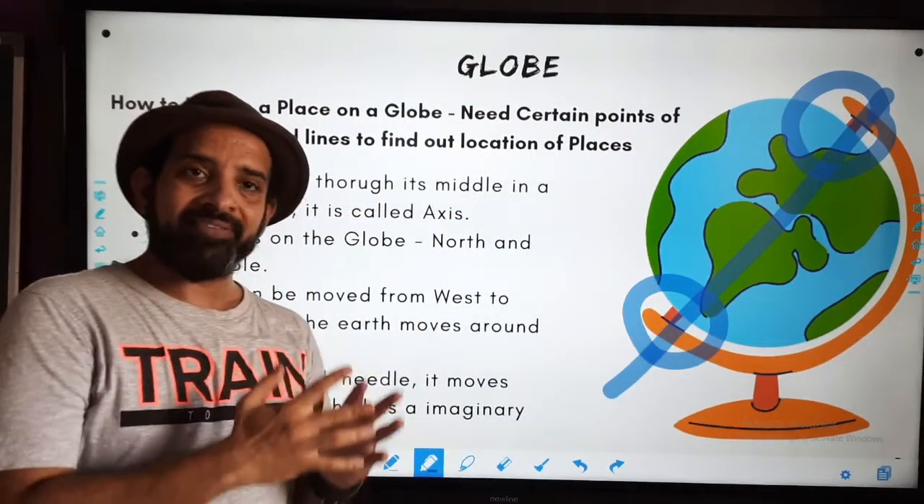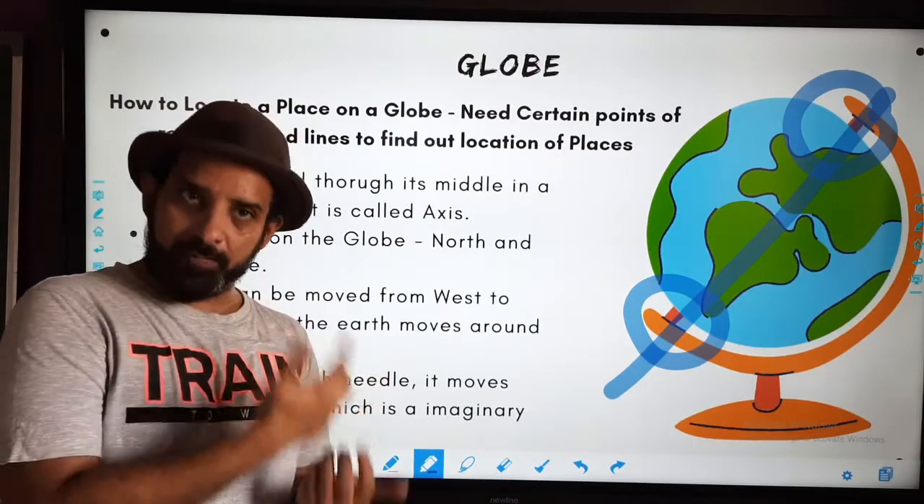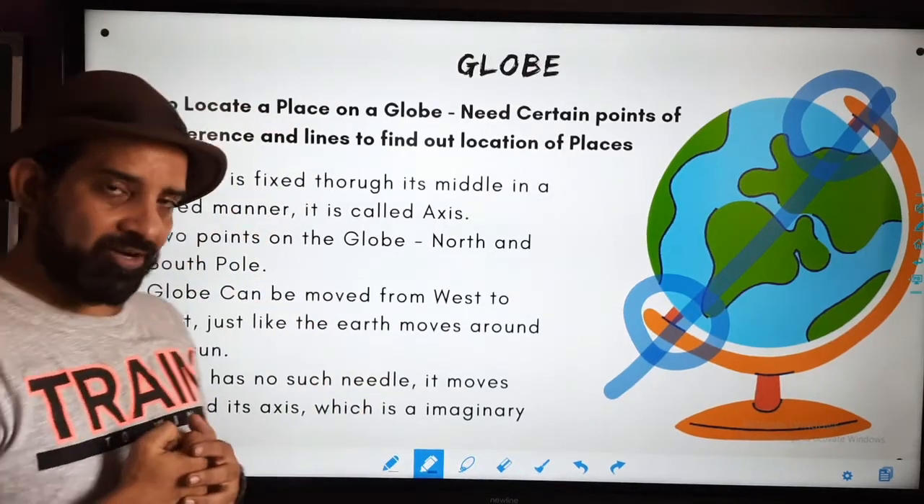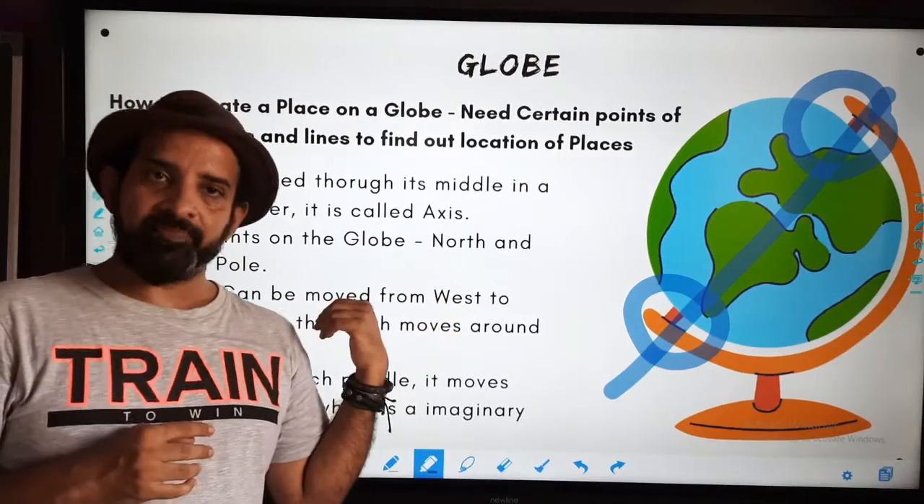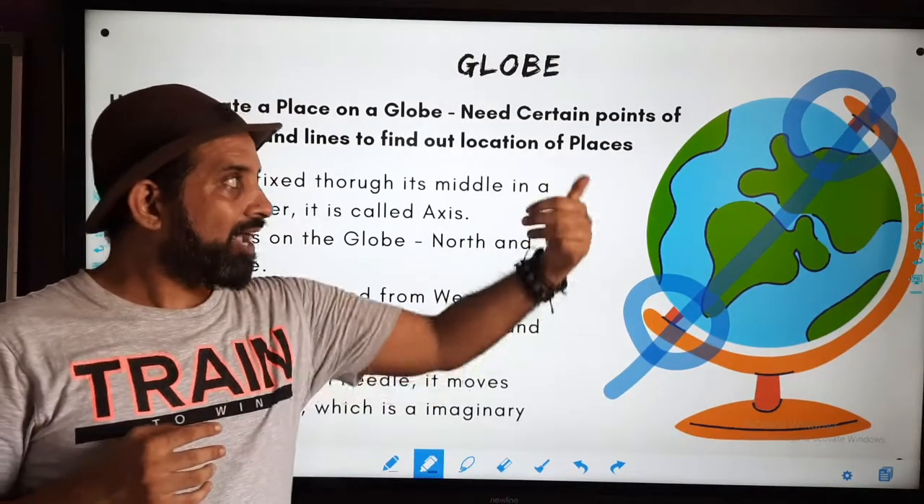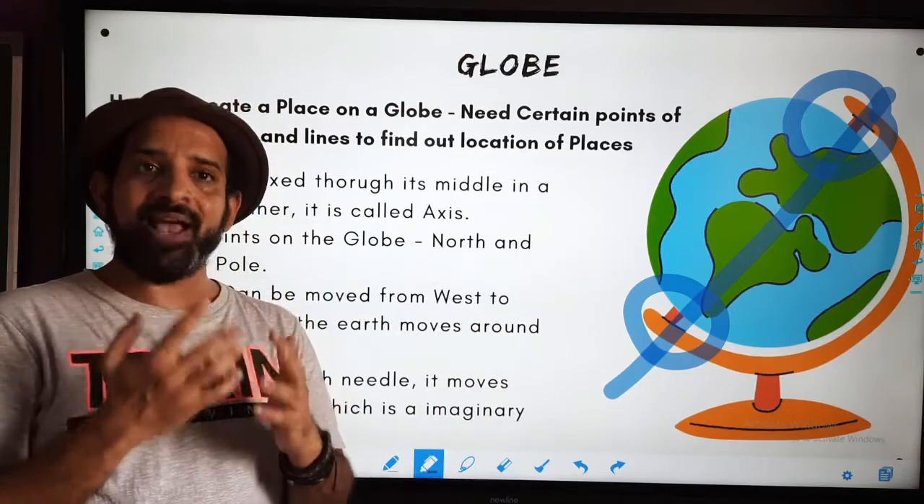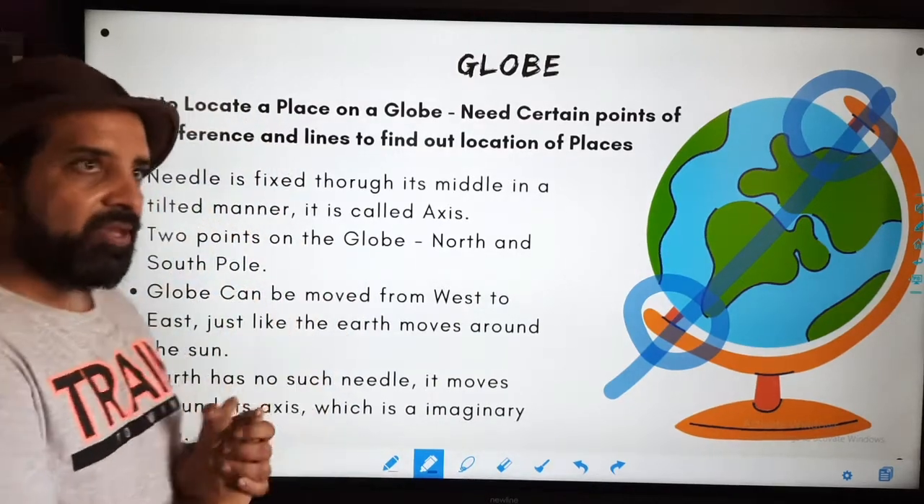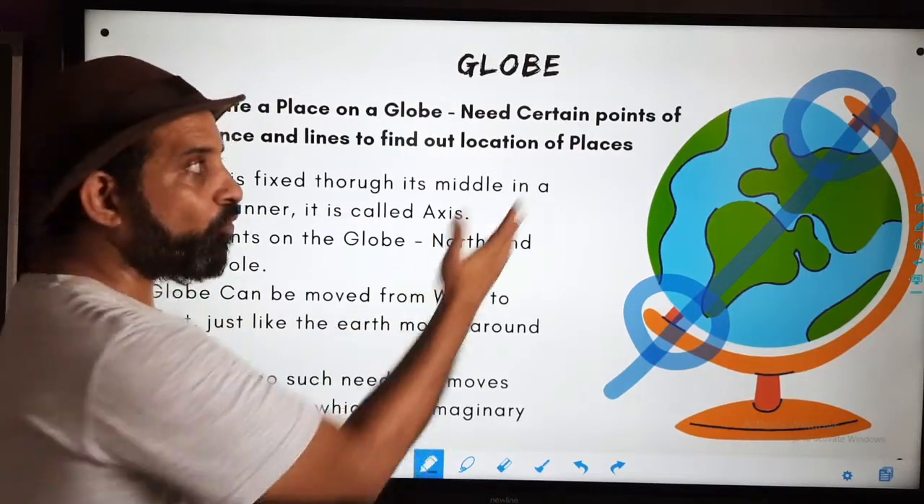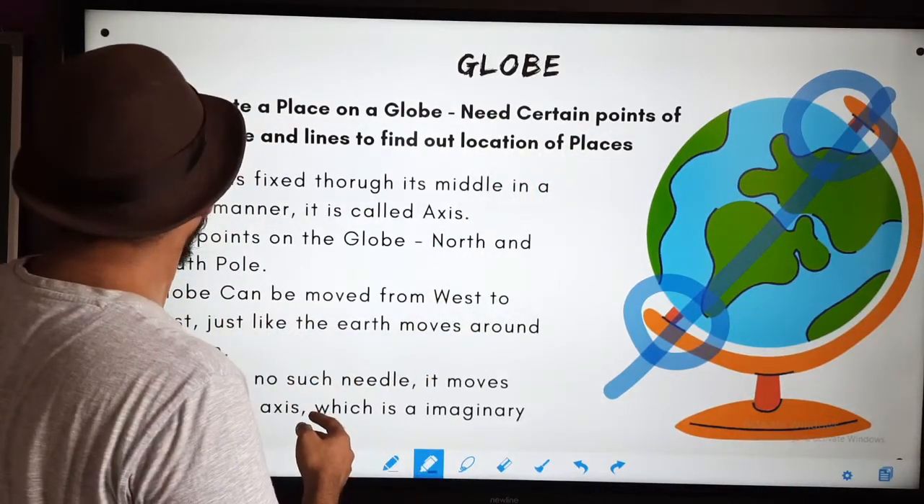The globe is an exact replica of the Earth. However, there is one major difference between the globe and the Earth. Earth does not have this axis. It's just an imaginary line on which the Earth revolves. So, I wanted to make you understand what an axis is. So, let's move forward.